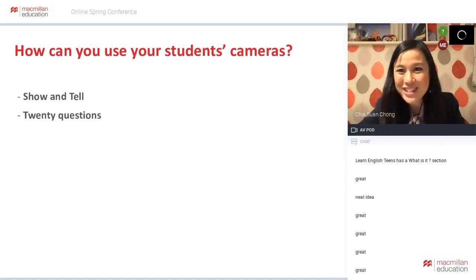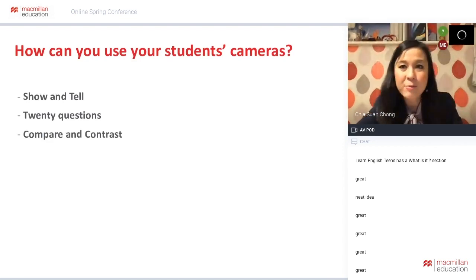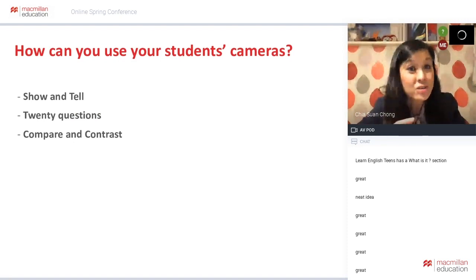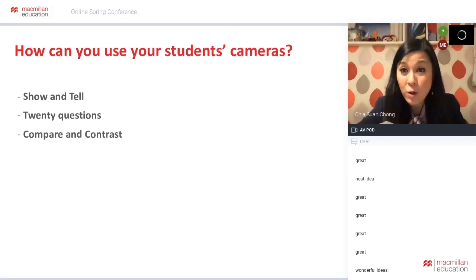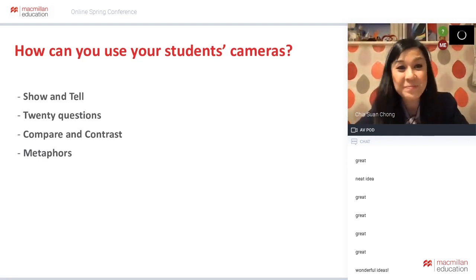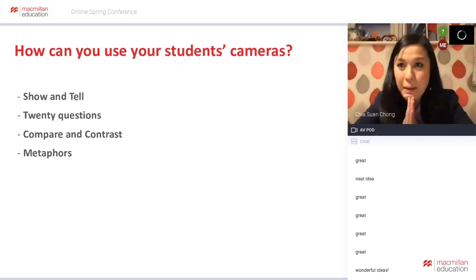20 questions, like I mentioned. Is it on the ceiling? Is it made of metal? Is it made of plastic? You could use it for compare and contrast. I'll pull up a photo of my family. You pull up a photo of your family. Let's compare and contrast. I love this one.